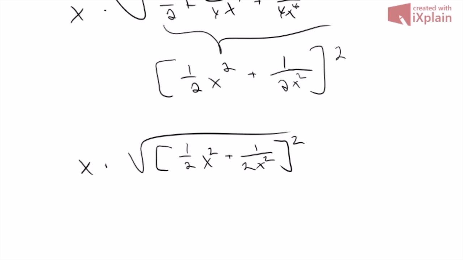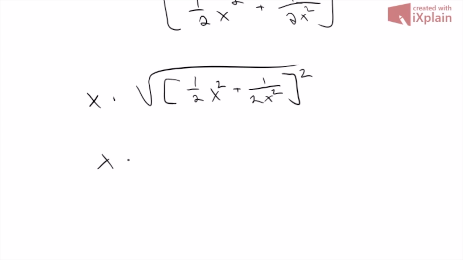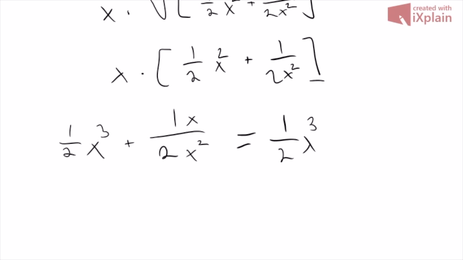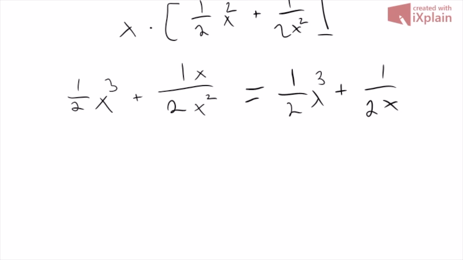So once we've done that, we are going to get x times this expression of 1/2 x squared plus 1 all over 2 times x squared. From there, we could distribute the x, and afterwards, if we want, we could pull out a 1/2, but other than that, we've simplified the expression. The final answer I chose to use was 1/2 times x cubed plus 1 all over x.